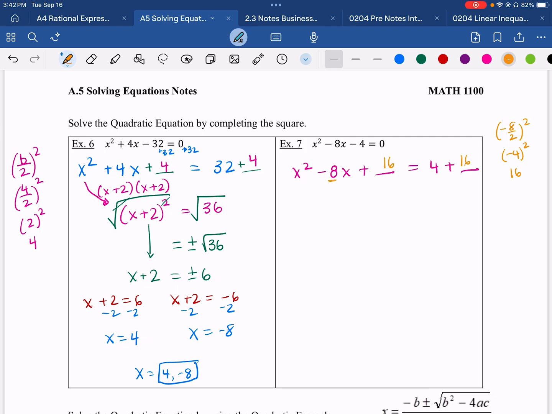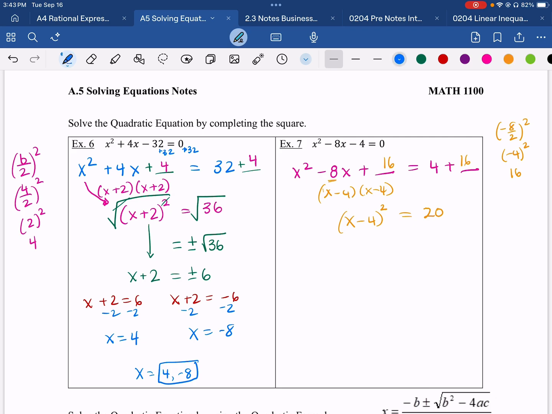This then factors. What two numbers multiply to give you 16 and add to give you negative 8? It should be the same number. X minus 4 quantity squared. Some people might need a step in between, so let me get you there. That's x minus 4 times x minus 4, which is x minus 4 squared. 4 plus 16 is 20.